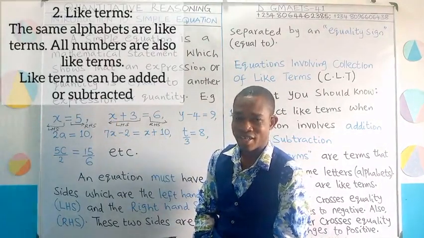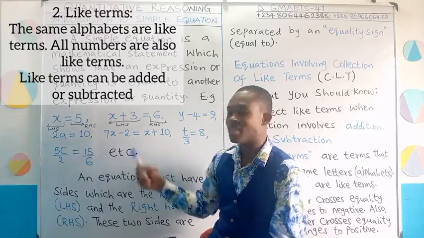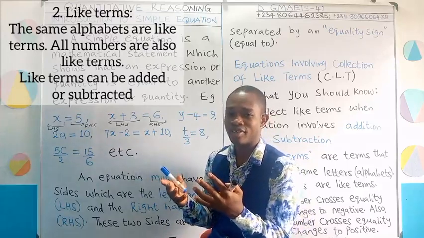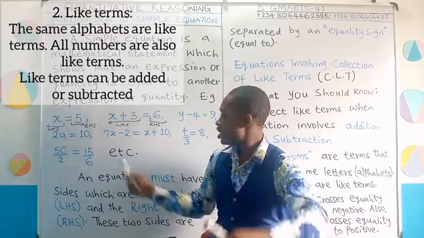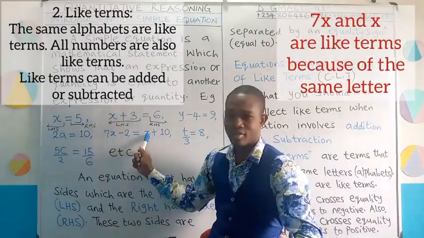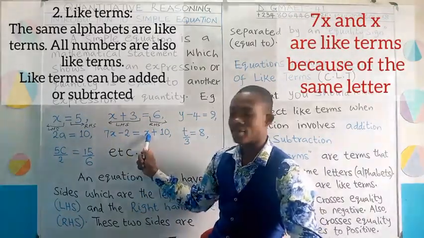Did you identify like terms there? Are there things that have the same letters, alphabets there? That's good, yes. 7x and x. You can see there is x here. There is also x here.